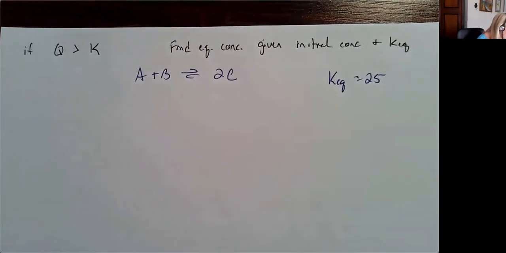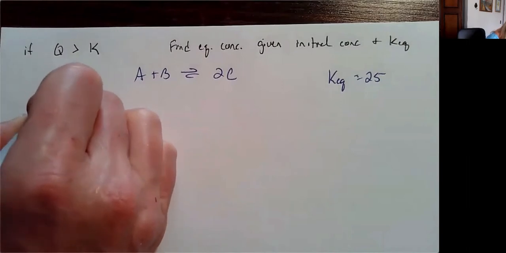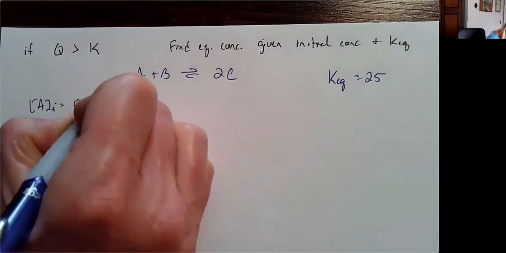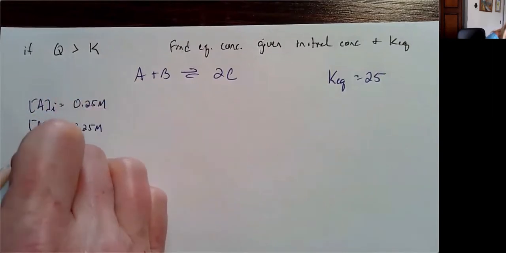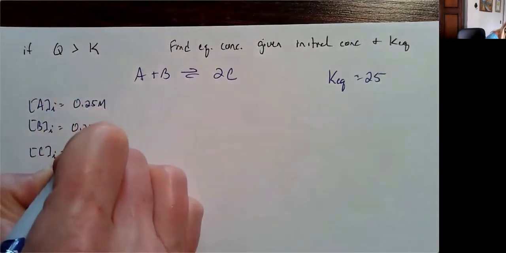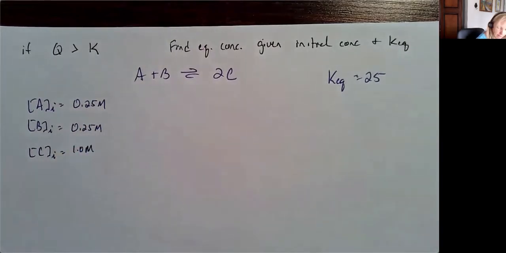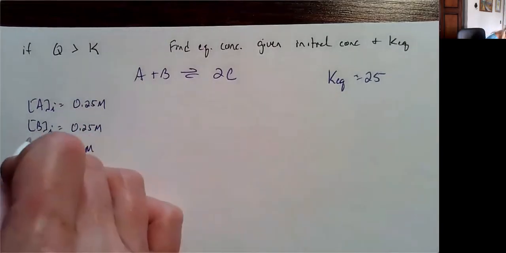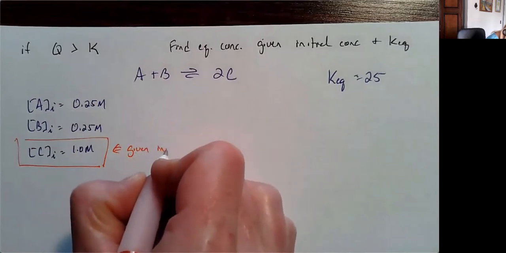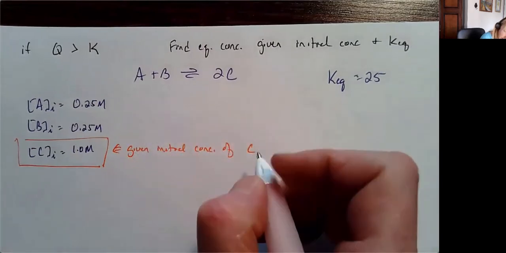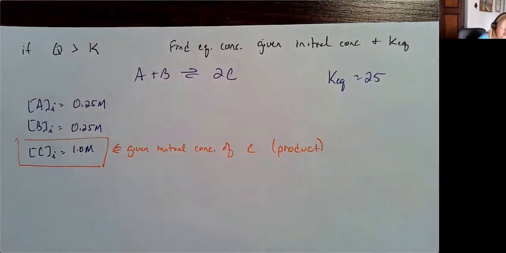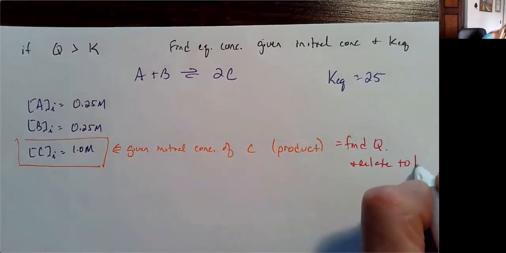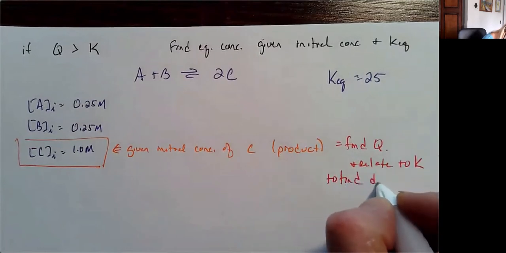But now I'm going to give you some different initial concentrations. So let's say A initial is 0.25 molar, B initial is 0.25 molar, and C initial is 1.0 molar. So now, since I have also given an initial concentration of C, which is my product, I need to find Q and relate it to K to find the direction of the reaction.